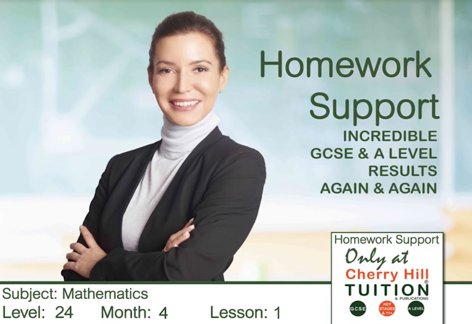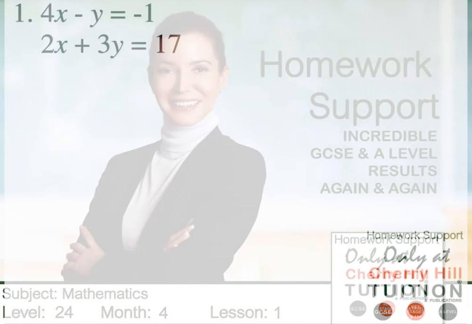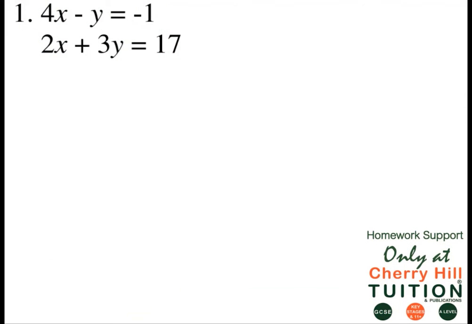In this mathematics tutorial, I will cover some of the excellent processes used by Cherry Hill to achieve the highest grades. Let's get started. So today's tutorial will be about simultaneous equations. Now there are three ways that we can solve for x and y in simultaneous equations. The first one is substitution, the second one is elimination, and the third one is using graphic methods. In this video, we will focus on using substitution.